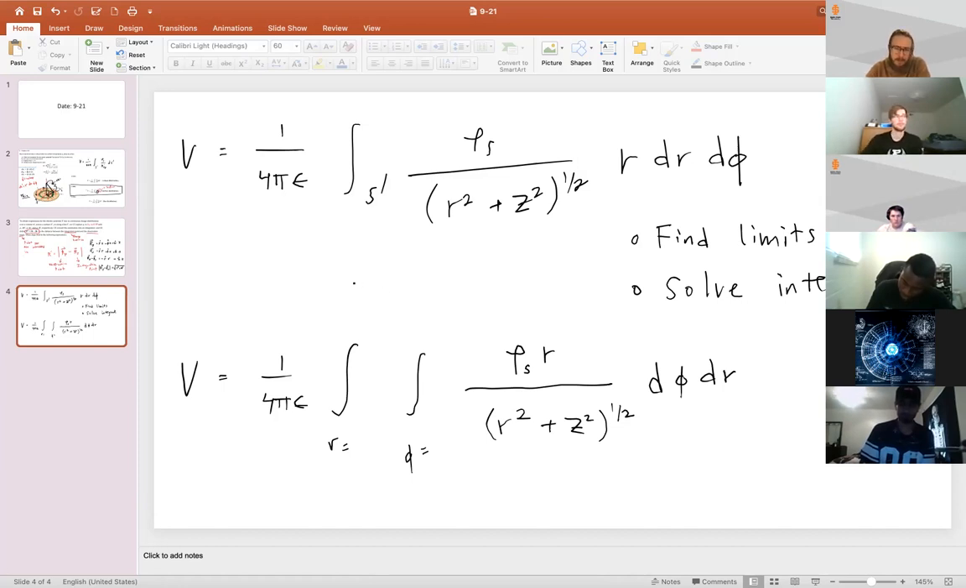Okay, anyone have the limits for phi? What should those be? 0 to 2 pi. Yeah, and what about r? 0 to a. Yep, perfect. If you haven't got this far, these are the limits. If you're getting stuck on this integral, I would recommend trying an integral solver or your calculator.